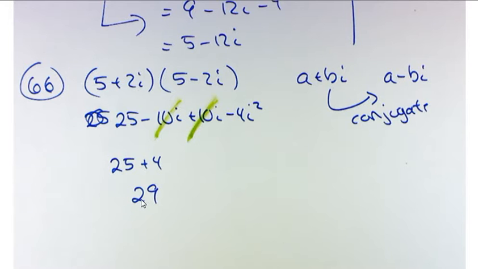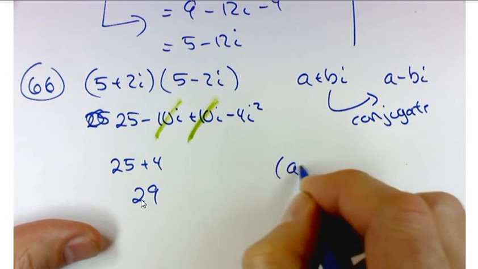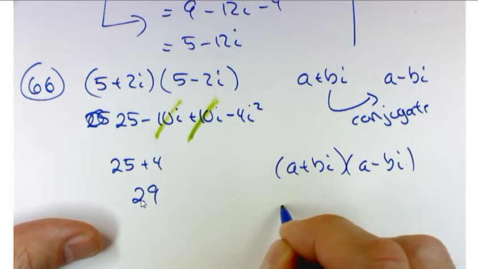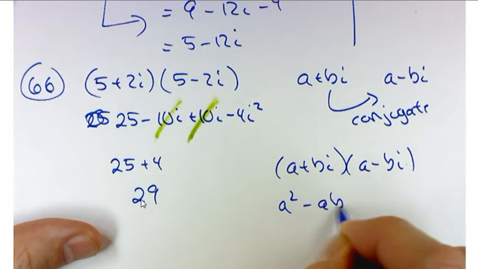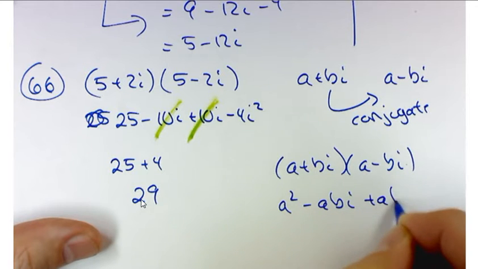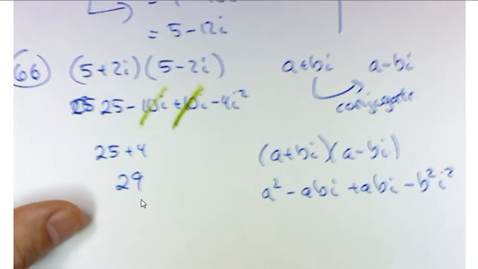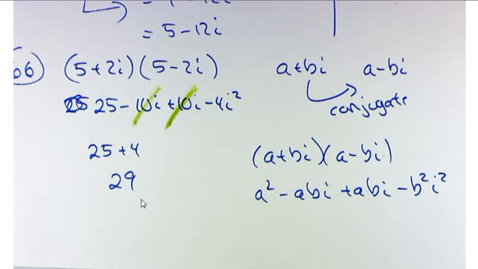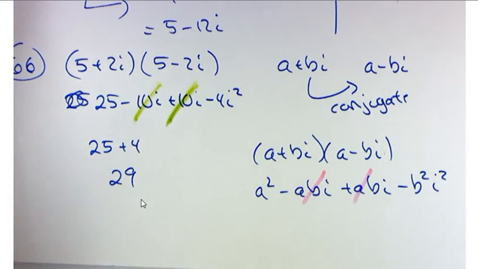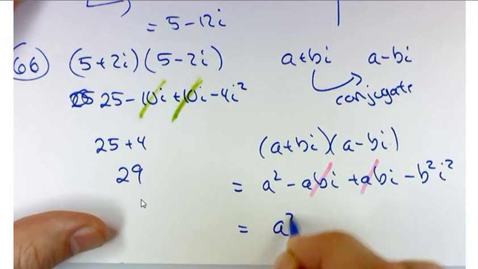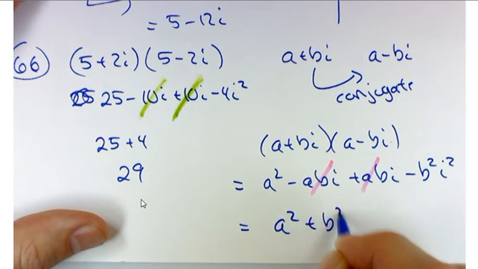That's always going to happen. If you multiply a plus bi times a minus bi, you're going to get a squared minus abi plus abi minus b squared i squared. Now, those middle terms are always going to cancel out. What's going to happen to minus b squared i squared? How can I rewrite that? Good, plus b squared.